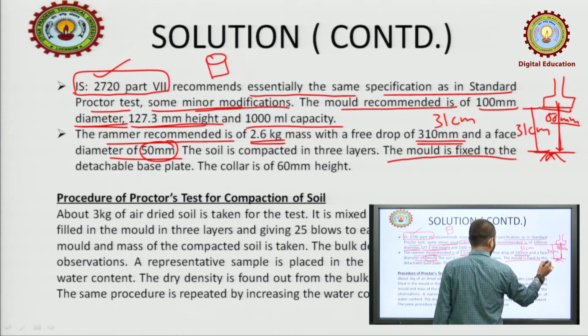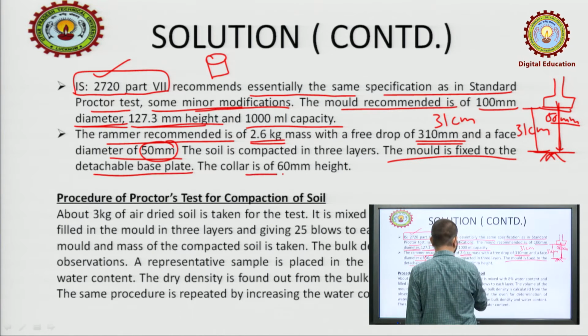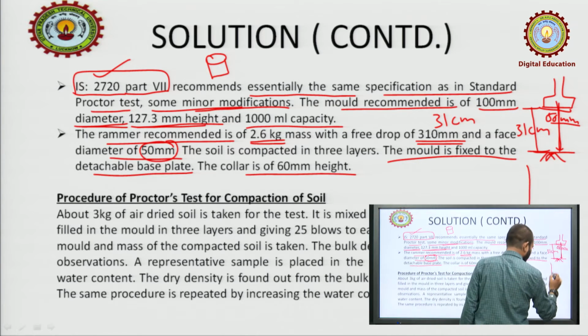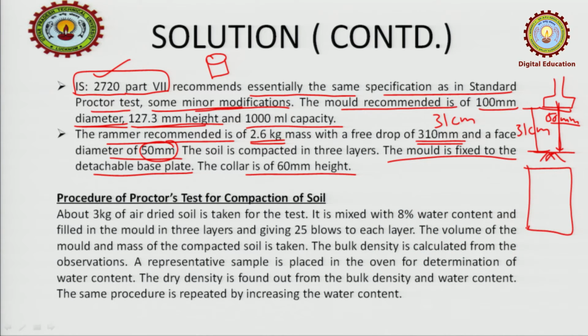Okay, the mold is fixed to the detachable base plate, the collar is 60 millimeter high. Beside this, remember that the compaction is done in 3 layers, 1, 2 and 3. Each layer is given 25 blows by the rammer, 25 for this, then again 25 for this, then again 25 for this, so that proper compaction is ensured.